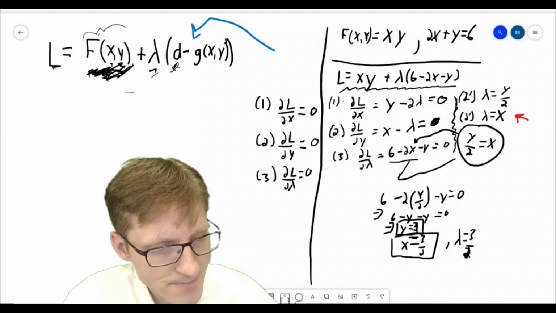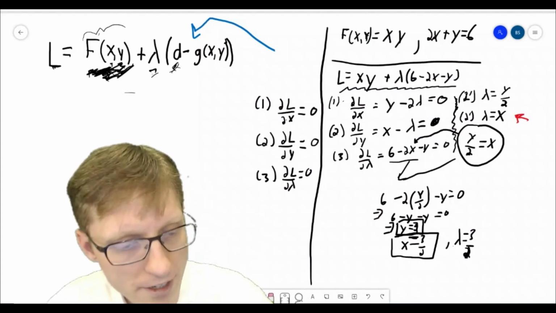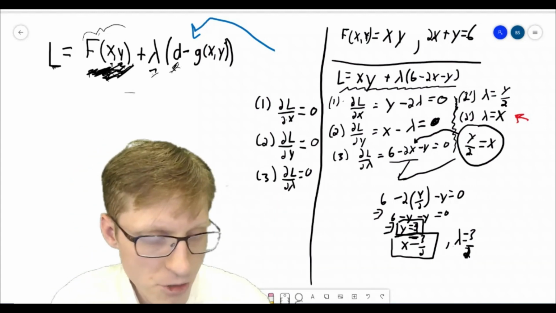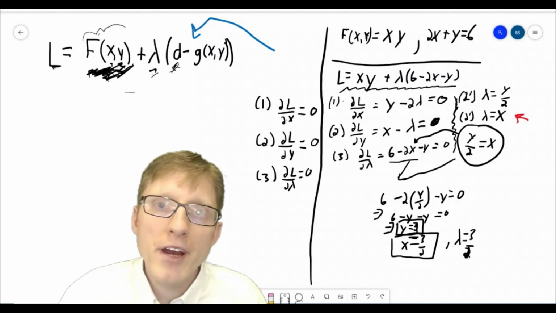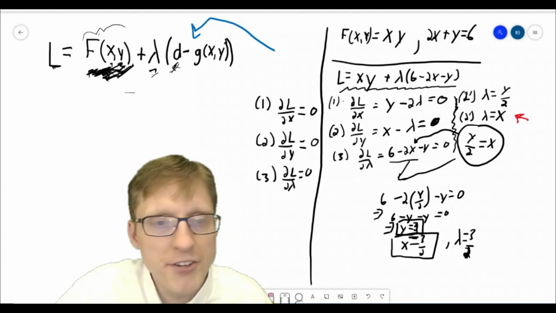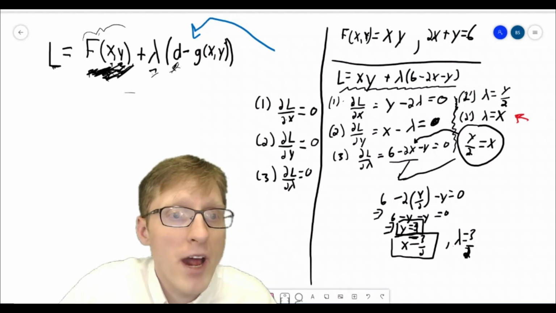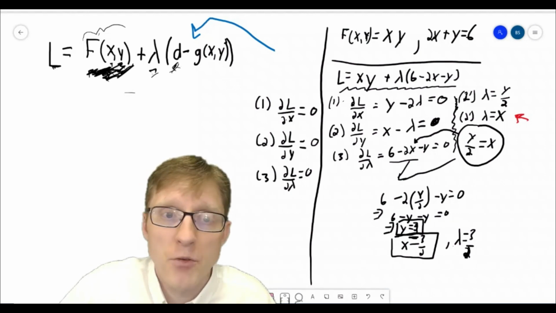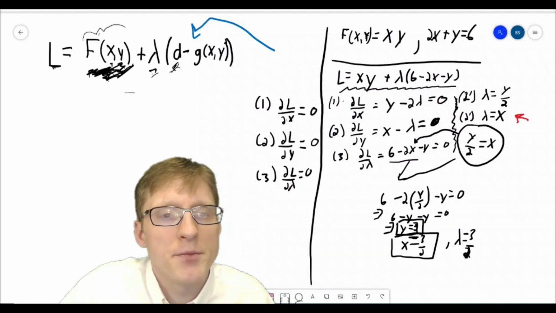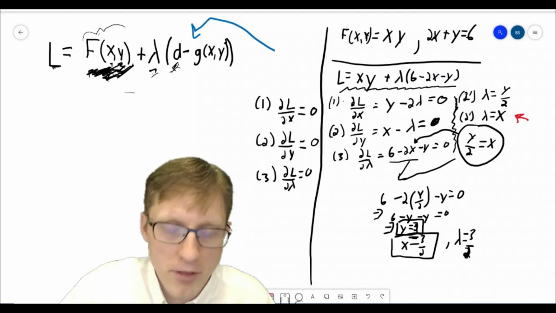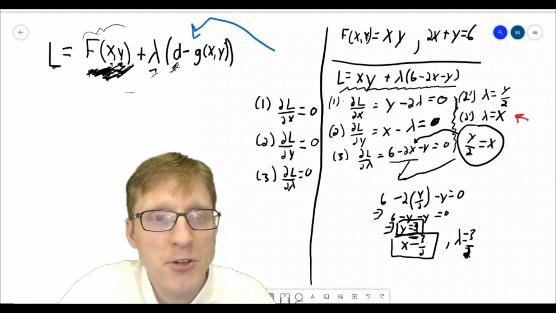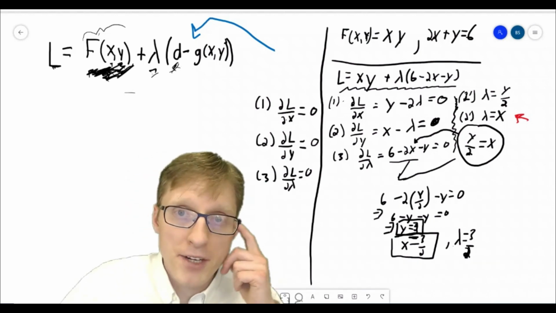Okay. The last thing I wanted to mention in this short video is that we are not maximizing the Lagrangian function with respect to the three variables x, y, and lambda. Rather, we're maximizing with respect to x and y and finding the value of lambda that's sort of the right penalty for this.